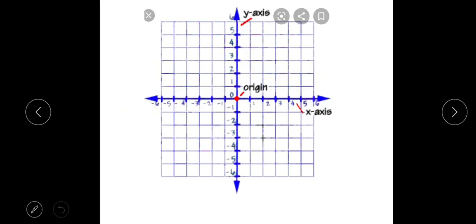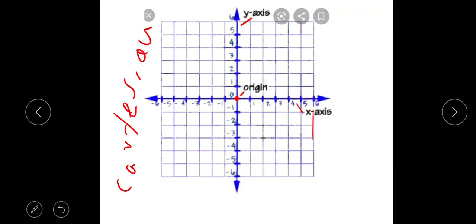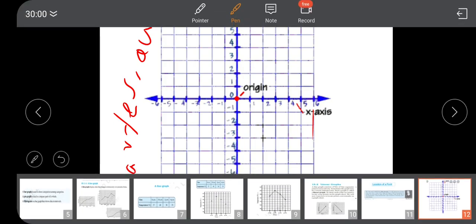First we take a plane surface and divide that into square grids like this. This plane surface is called a Cartesian plane. That plane surface is named after René Descartes. So that plane is called a Cartesian plane. So the graph sheet, that graph area, is called the Cartesian plane.